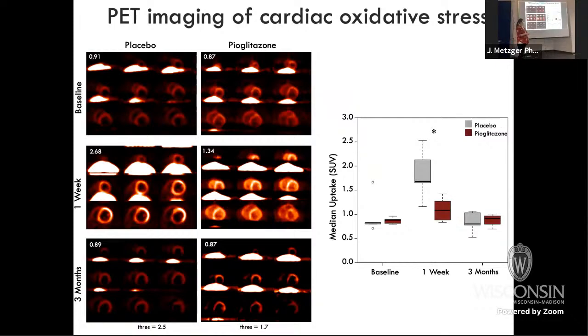This shows the mean and the standard error of the mean, with all 5 of the animals in each group. We can see that in both of our groups, from baseline to 1 week, there was some increase, but significantly greater in the animals that did not receive pioglitazone. In our placebo group animals, they had much more oxidative stress in the left ventricle than the animals that received the pioglitazone treatment.